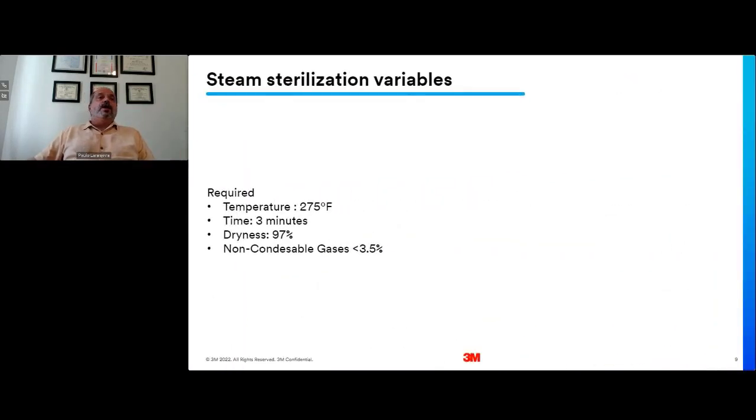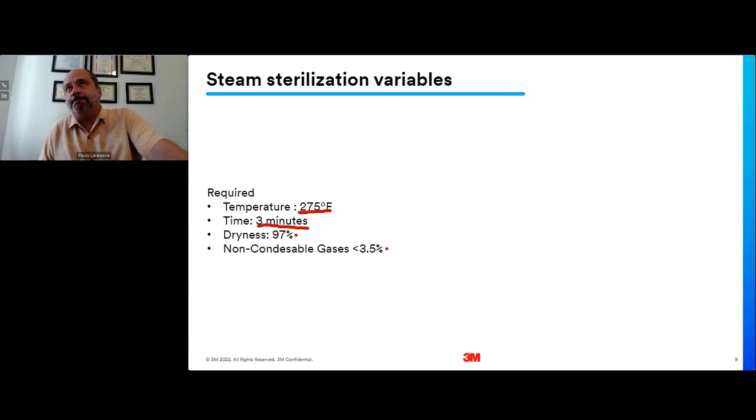Let's take a deep dive into the requirements of the exposure phase. So at the exposure phase, we have a requirement to reach a temperature of 270 to 275. So in this case, 275 for 3 minutes. These two requirements, dryness and non-condensable gases, are listed in the standard. They should be measured when the equipment is installed and at a frequent interval. We don't have that yet established. I believe the new revision of the standards will address this a little bit deeper.